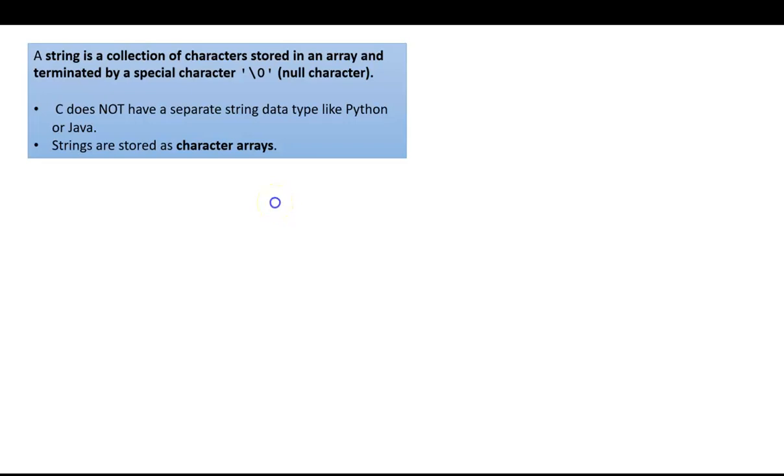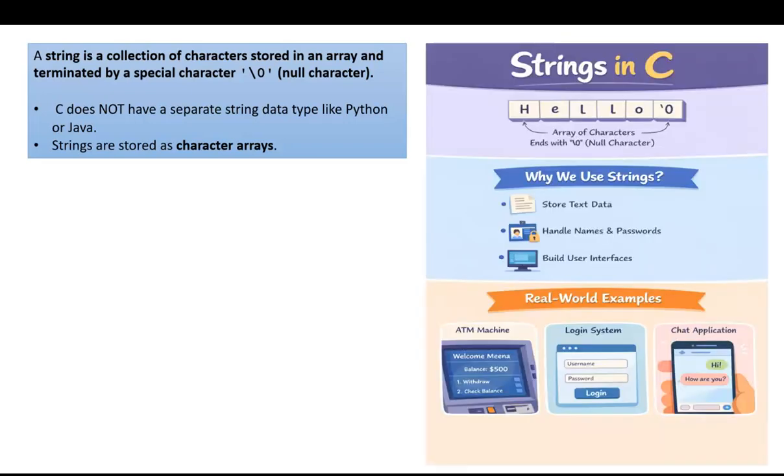Hello all, welcome back. Today we are going to learn about strings in C. A string is a collection of characters stored in an array and terminated by a special character called the null character. This null character is written as backslash followed by a 0. Unlike Python or Java, there is no separate string data type in C. Strings are all stored as character arrays.